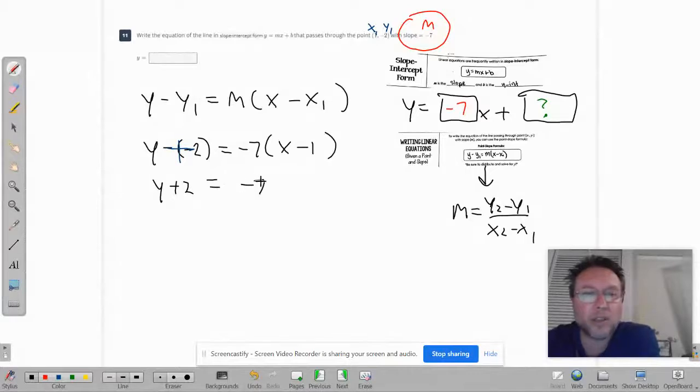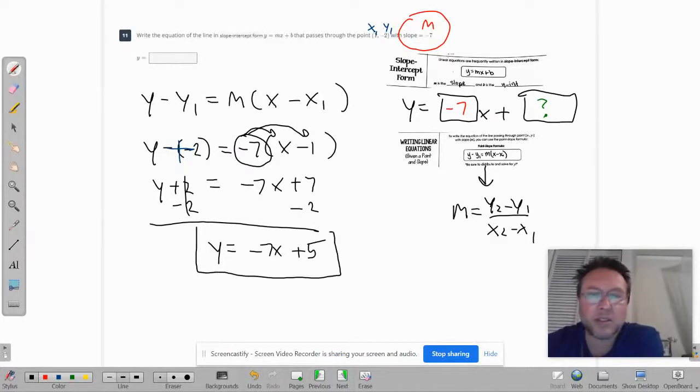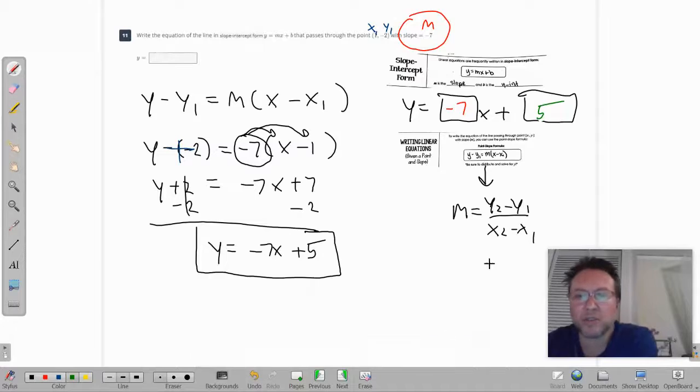And then we'll just distribute to both. And then we just need to subtract 2 from both sides. And so we get y equals negative 7x plus 5. So what that means is that the y-intercept for this pattern is no longer a mystery. I know what it is. It's 5. So my equation would be y equals negative 7x plus 5.